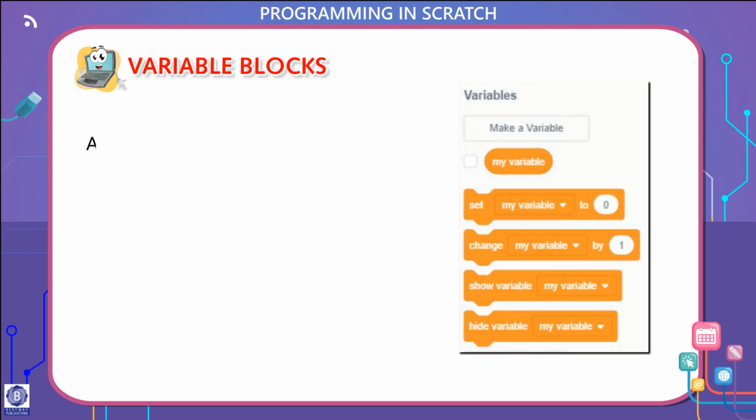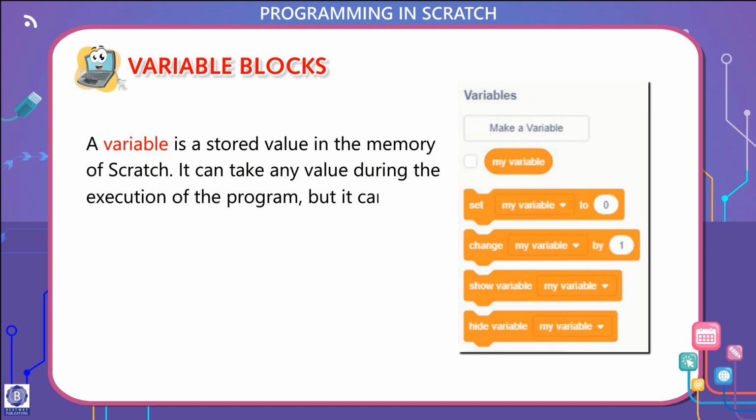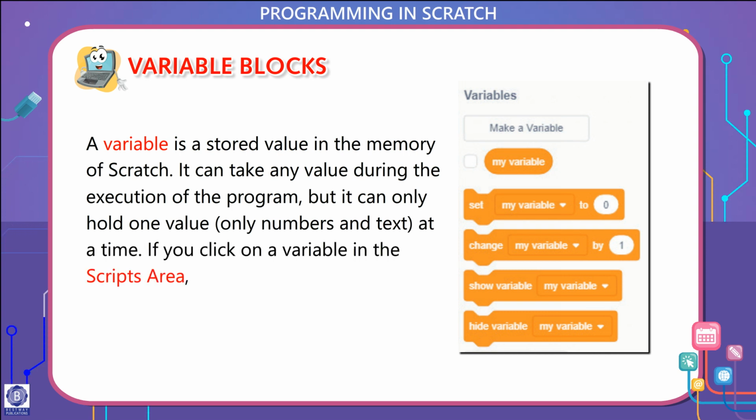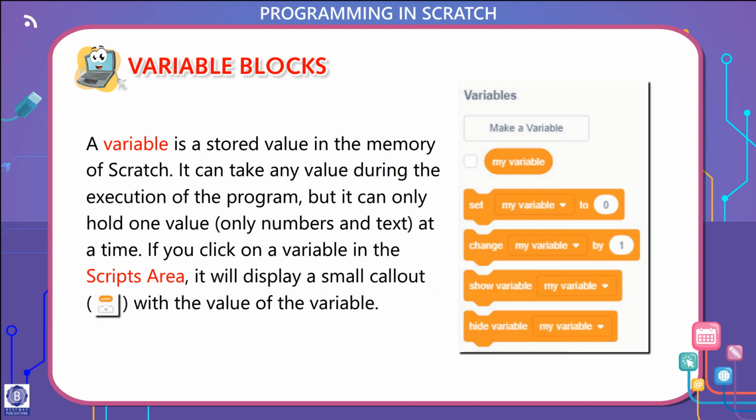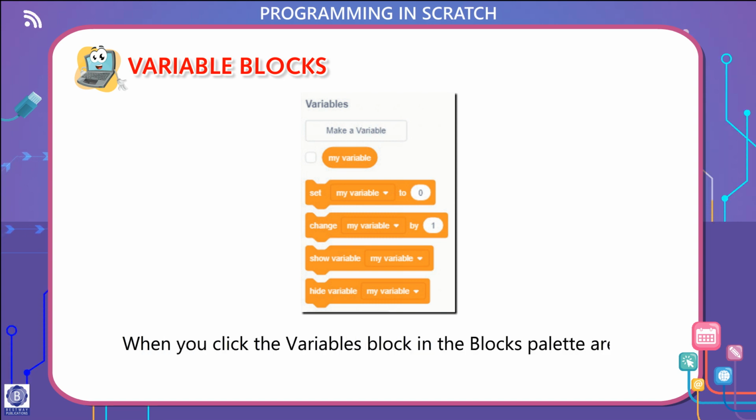Variable blocks. A variable is a stored value in the memory of Scratch. It can take any value during the execution of the program, but it can only hold one value, only numbers and text at a time. If you click on a variable in the scripts area, it will display a small callout with the value of the variable. When you click the variables block in the blocks palette area, 5 variable blocks appear. They are orange in color.